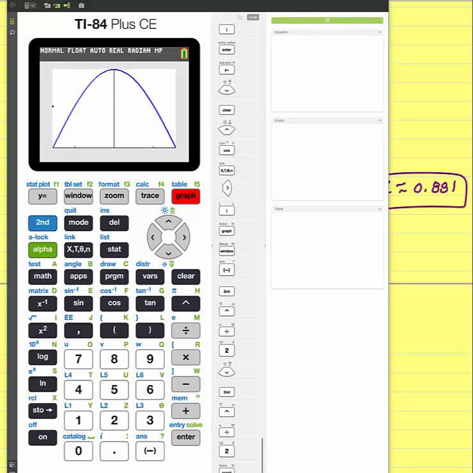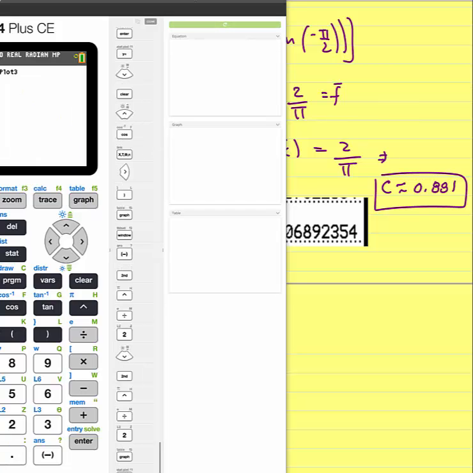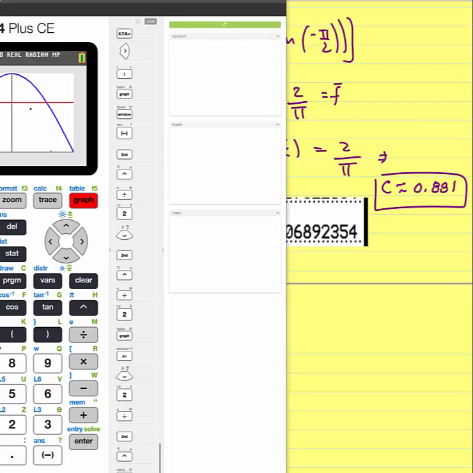So this right here is the picture I'm looking at, and I'm trying to find the average value. We think that the average value is going to be 2 over pi. So let's go ahead and plug that in. And I'm drawing the line 2 over pi. That's what we're up to here. So this is the average value.